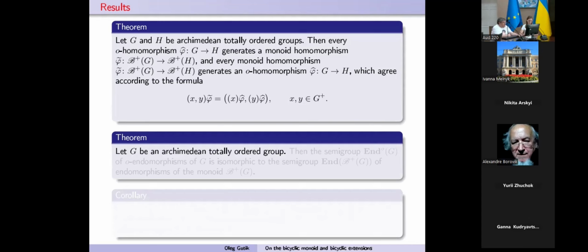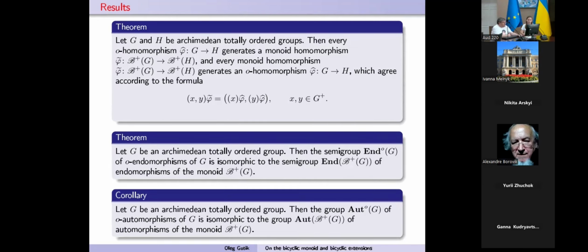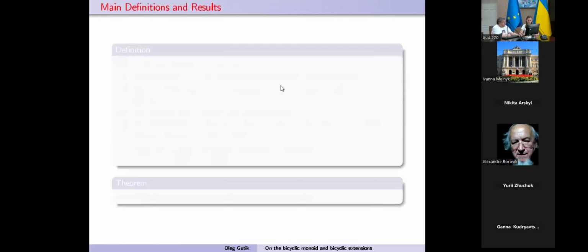Let G be an Archimedean totally ordered group. Then the semigroup of O-endomorphisms of G is isomorphic to the semigroup of endomorphisms of the monoid which is the bicyclic extension of the group G. And in this case, we have a similar result for the group of automorphisms of the extension and the group of ordered automorphisms of G.